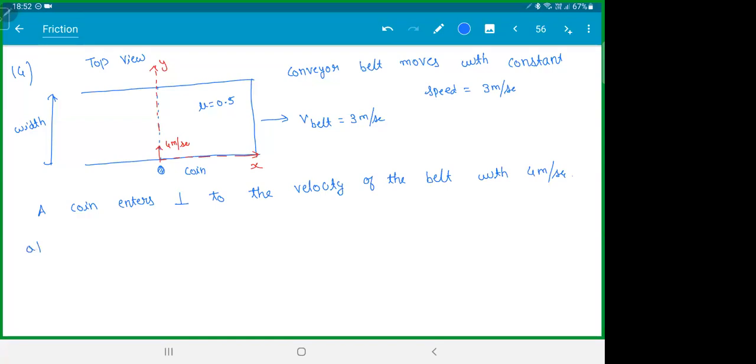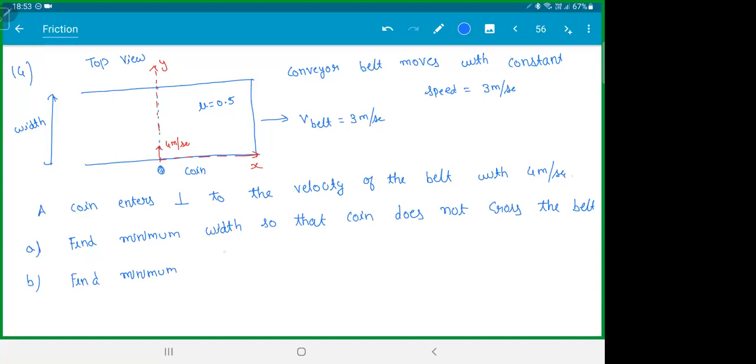The first question: find the minimum width of the belt so that the coin does not cross the belt. You don't want the coin to go and fall down on the other side. Find the minimum width so that the coin does not cross the belt. Second, find the minimum speed of the coin. During this entire process, the coin will have a minimum speed at some point. What is the minimum speed?